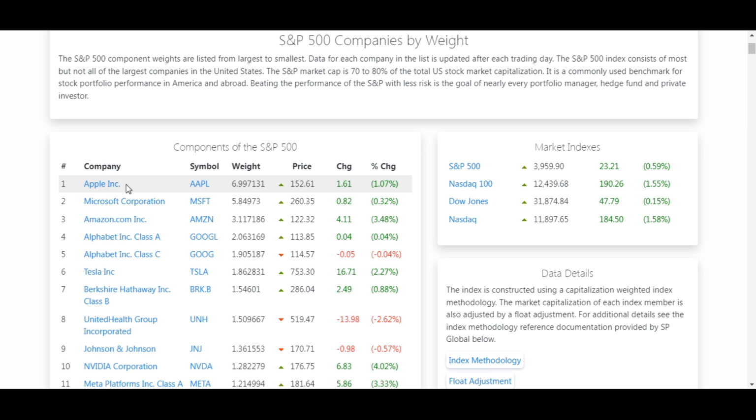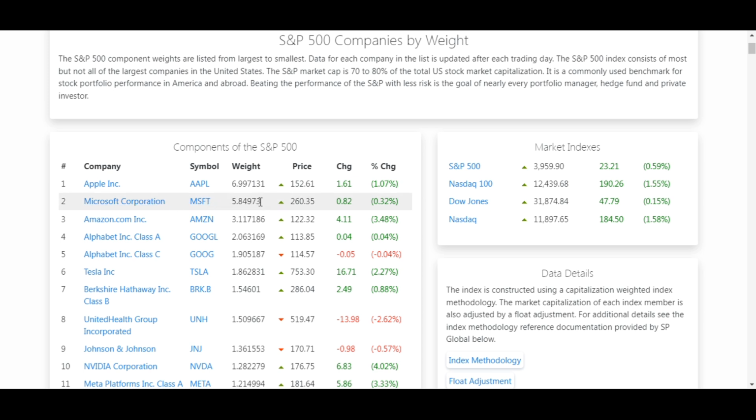Weightage means, if you look at Apple, which is at the top, the weight of Apple is almost 7%. This means that if something happens in Apple, if Apple moves up or comes down, because the weight of Apple is 7%, it will definitely affect the movement of the S&P 500 index.